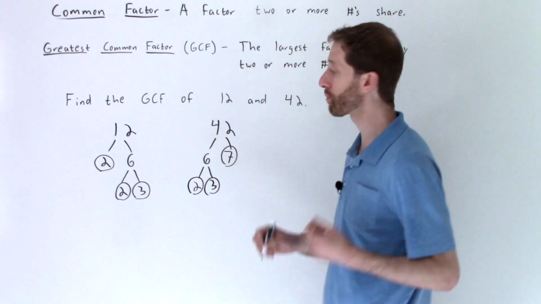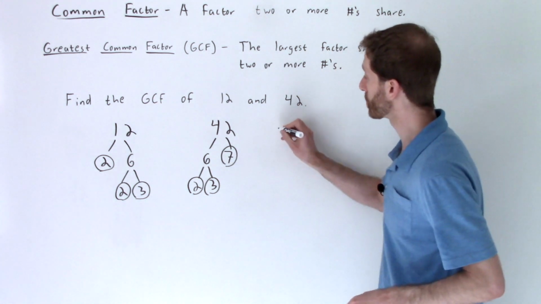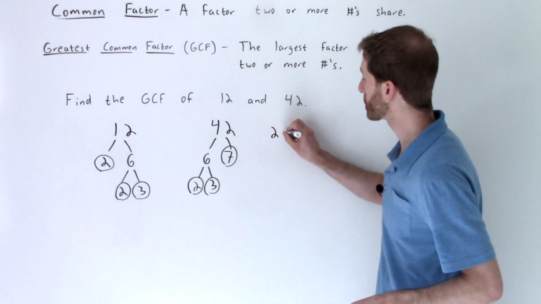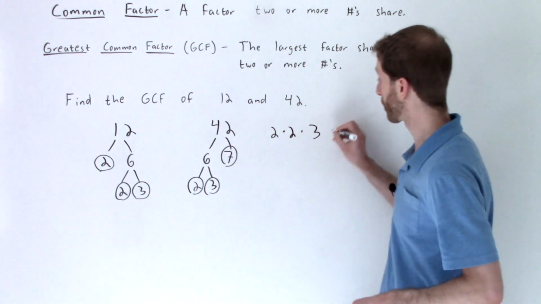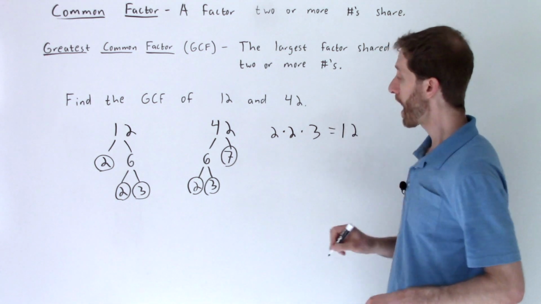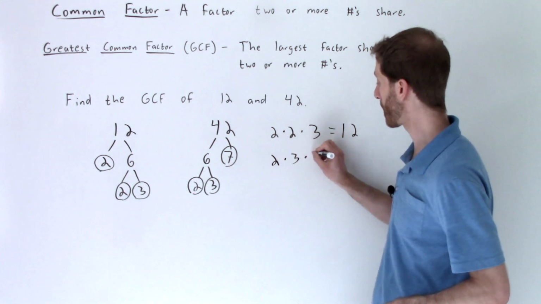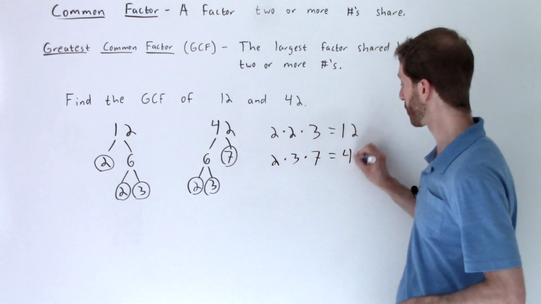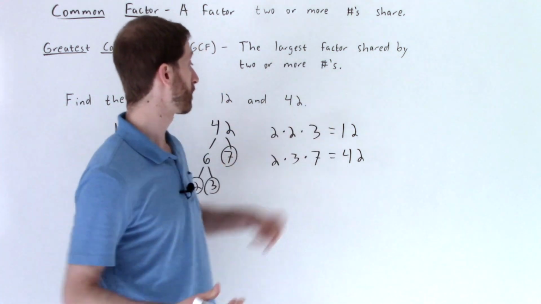So now we have our prime factorizations of both numbers. I'm going to write those out right here. You're going to get 2 times 2 times 3, and that's equal to 12, right? So this is the number for 12. And then I'm going to write down 2 times 3 times 7, and that's equal to 42. So those are the prime factorizations of both 12 and 42.